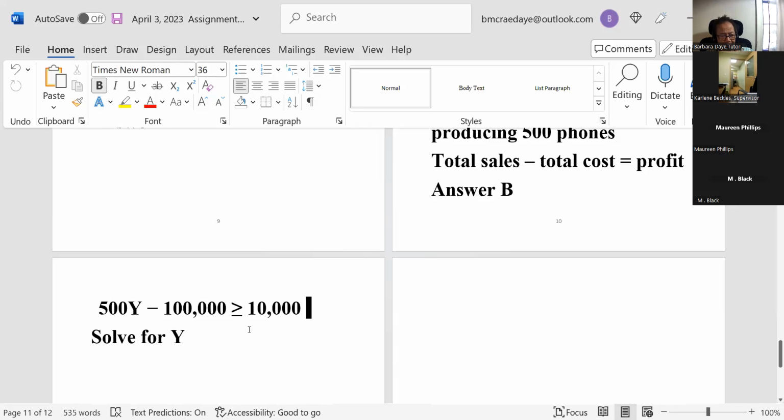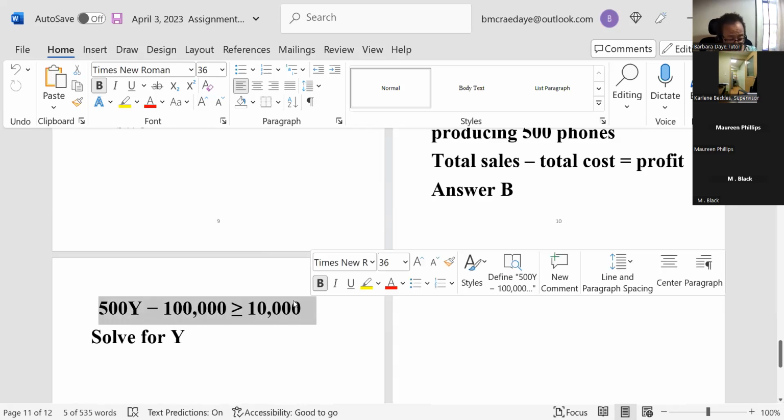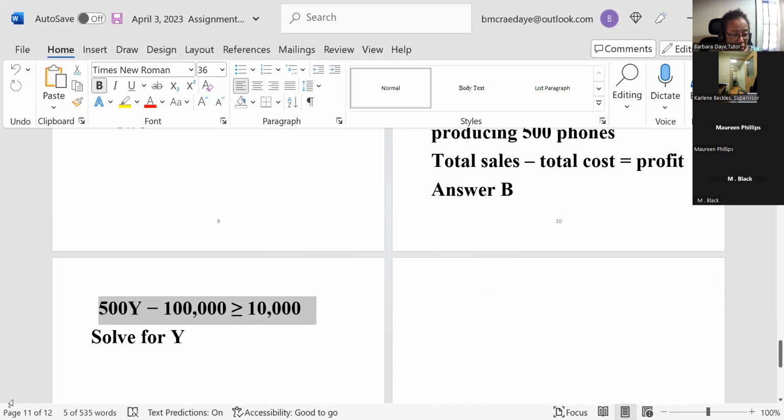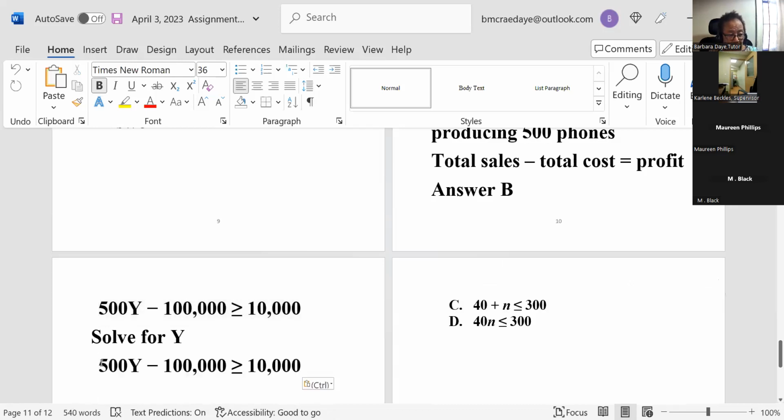I would divide 500 on both sides. No, no. You'd have to get these constants together. You'd have to add 100,000 to both sides first, right? Wouldn't you do that first? Oh, yes. You can't multiply the y, but you've got to get the constants together.